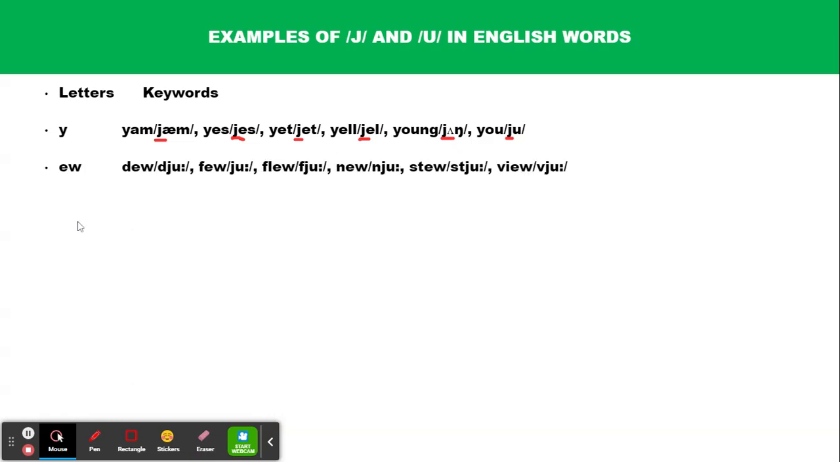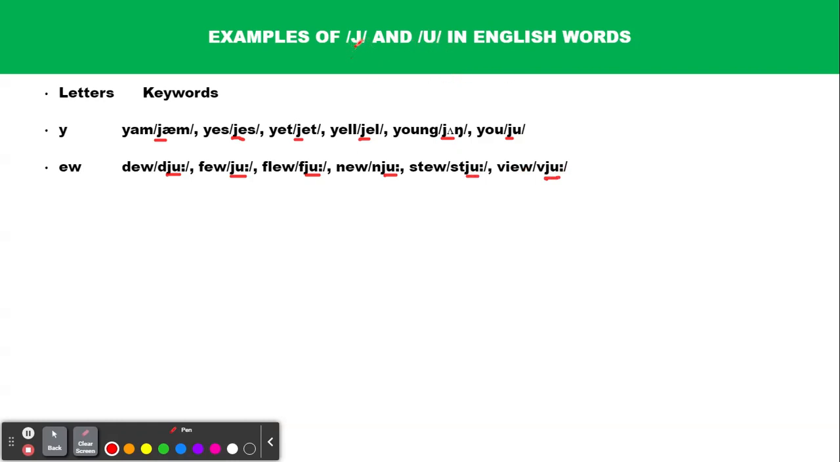Now, let's look at the next one. The letters EW. Ew. And then we have the sound. In this case, we have a combination of J and U, giving us ew, as in dew. Dew, you can see the combination here. Dew, few, flew, new, stew, view. Okay, so always you find this combination of letters J and U.